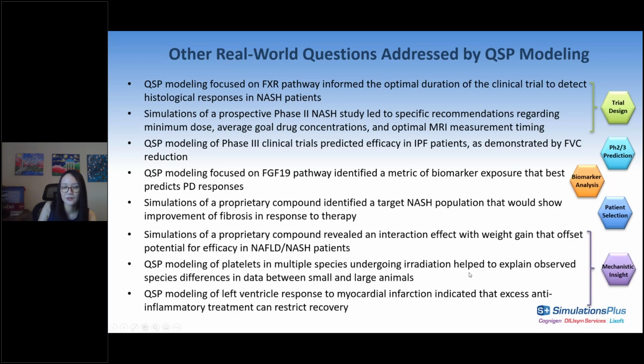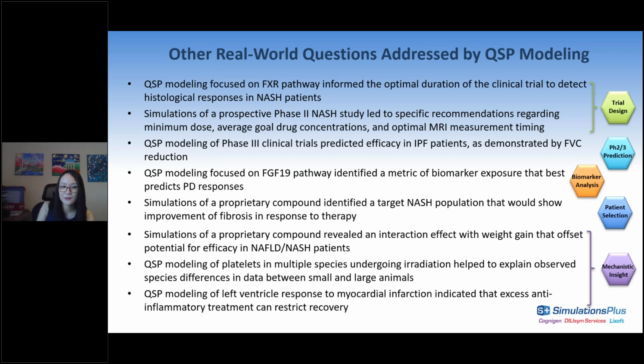And lastly, there's a few more examples of mechanistic insight, QSP modeling that provided mechanistic insights, like simulations of a proper compound revealed interaction with the weight gain that offset the potential for efficacy in NAFLD-NASH patients.